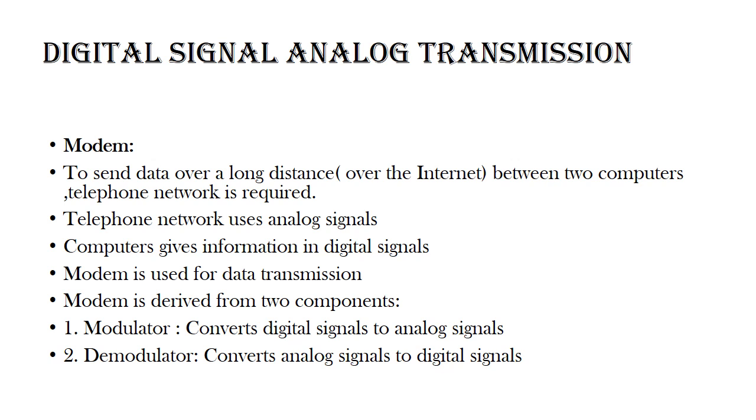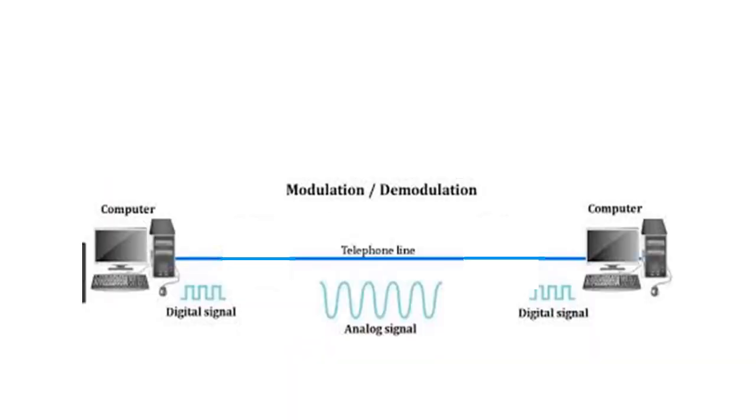Modem is derived from two components, first one modulator and second demodulator. Modulator means conversion of digital signal into analog signals and demodulator means conversion of analog signals into digital signals. This is the diagram which will help you to understand this concept.